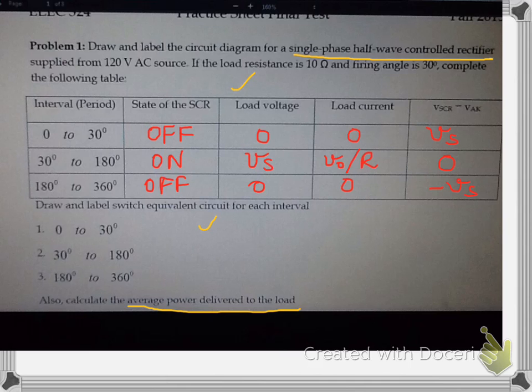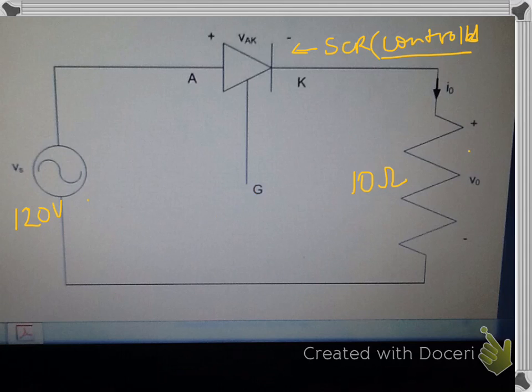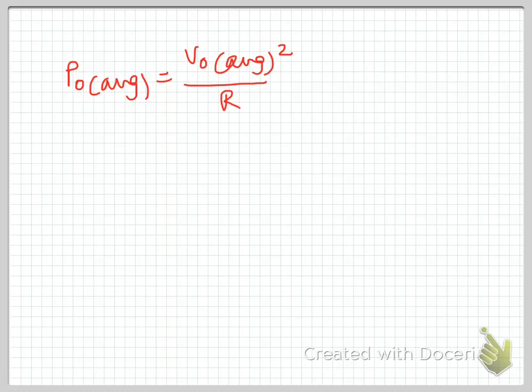Now what we are left with is the calculation for the average power delivered to the load. We can use any of the basic formulas for power calculation: the standard formula V times I, V squared by R, or I squared times R. So let's use the basic formula, which is V squared divided by R. Since we are calculating the average value of the power, we are taking the average value of the voltage. Right, so there is the formula for VO average.